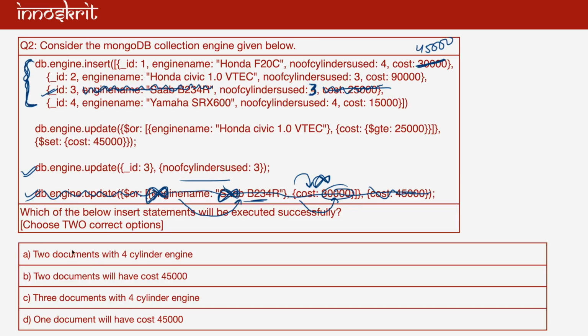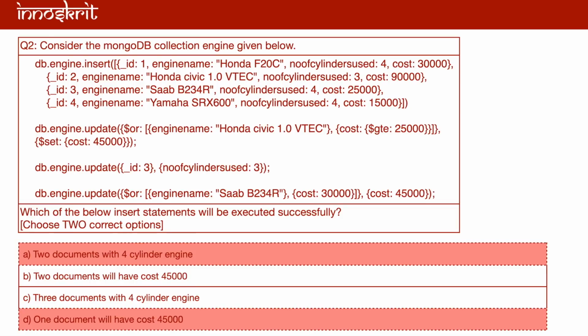Now let's look at the options. So let's check whether we have 2 documents with 4-cylinder engine. Do we have two documents with four number of cylinders? Yes, we have 2 documents. That means option number A is correct. Now 2 documents will have cost 45,000. Do we have 2 documents of cost 45,000? No, absolutely no. Now, do we have 3 documents with 4-cylinder engine? No. If we have 2 4-cylinder engines, then we cannot have 3 4-cylinder engines. Now, 1 document will have cost 45,000. Yes, for sure. 1 document is going to have cost 45,000. So option number A and D are correct options.